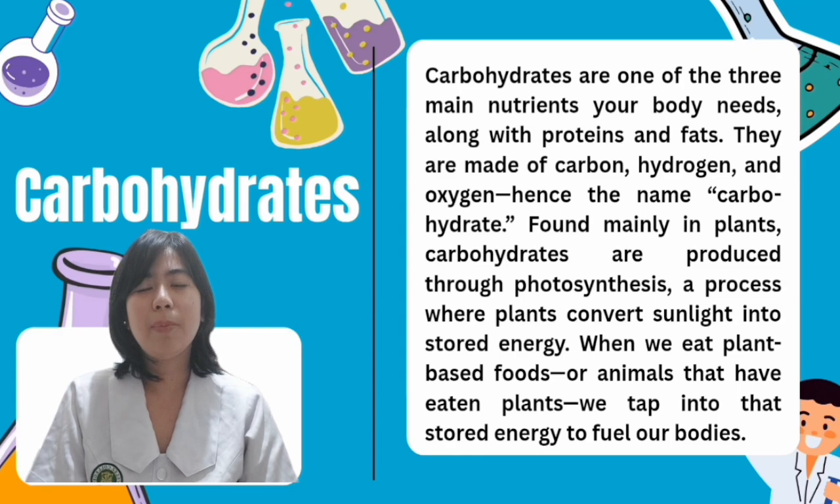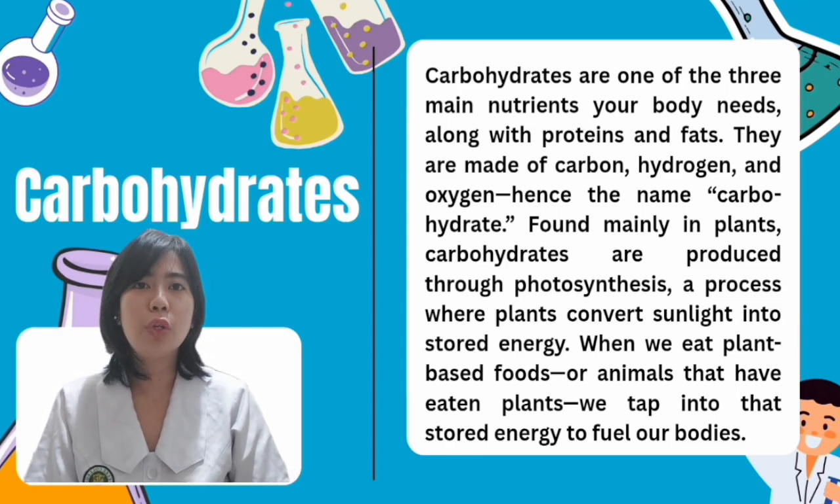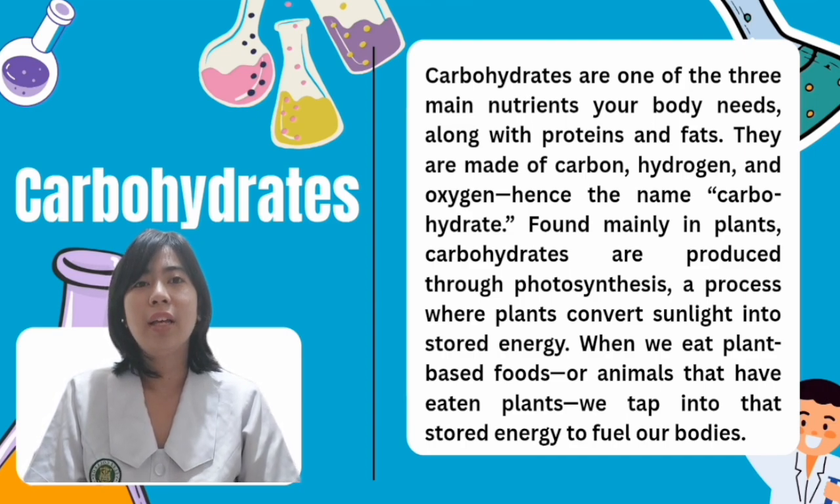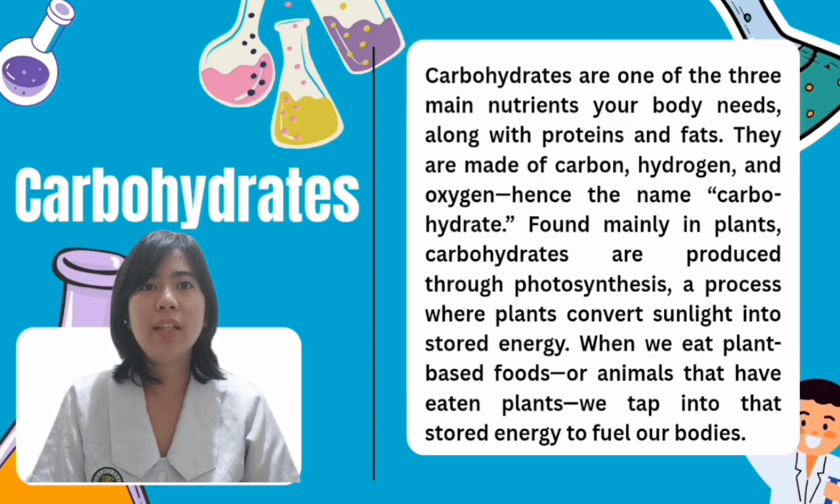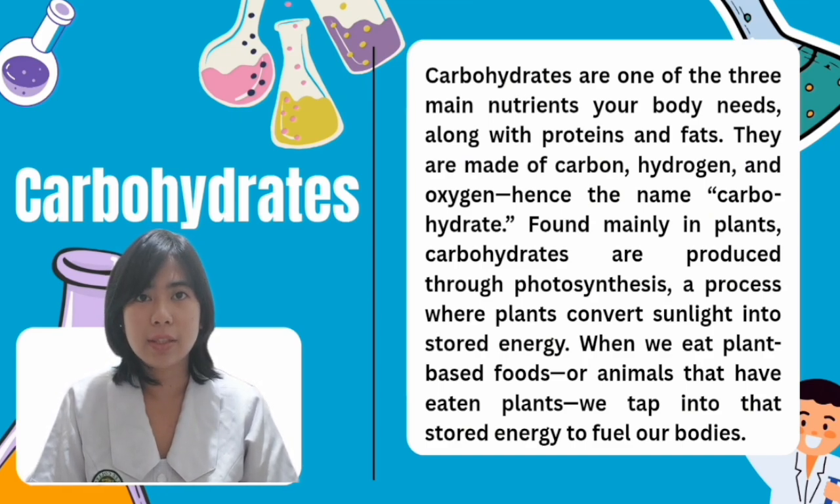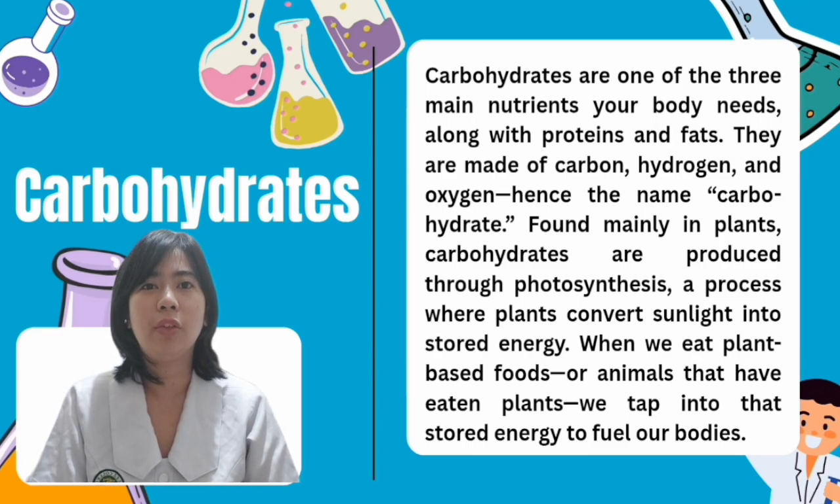So when we eat plant-based foods like rice, bread, fruits, or vegetables, we're actually tapping into that stored sunlight energy. Even if we eat meat from animals that have eaten plants, we still got some of that same energy passed along to us. In short, carbohydrates are the body's main fuel source.